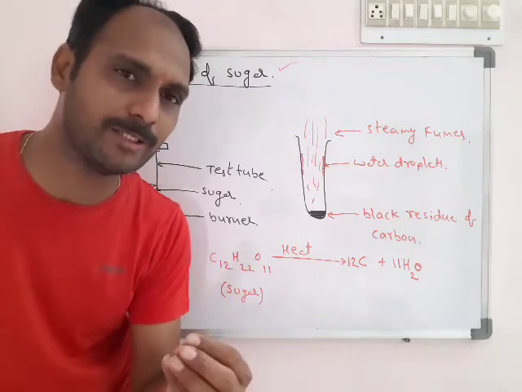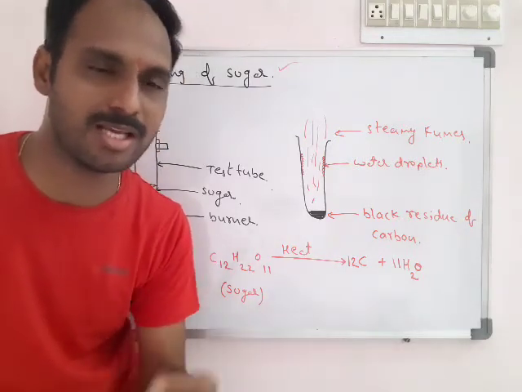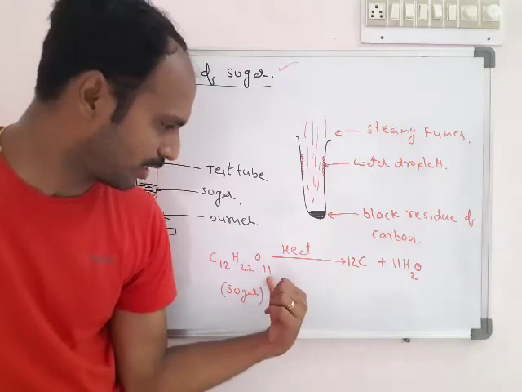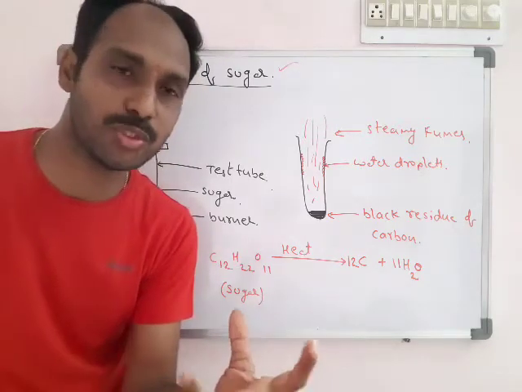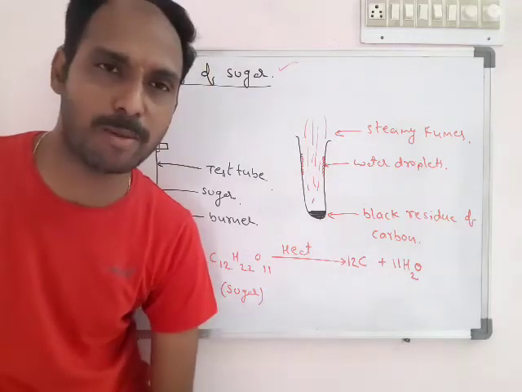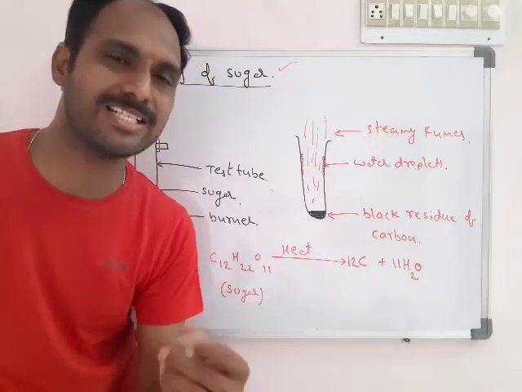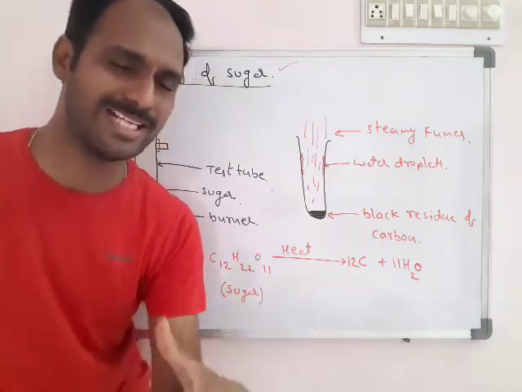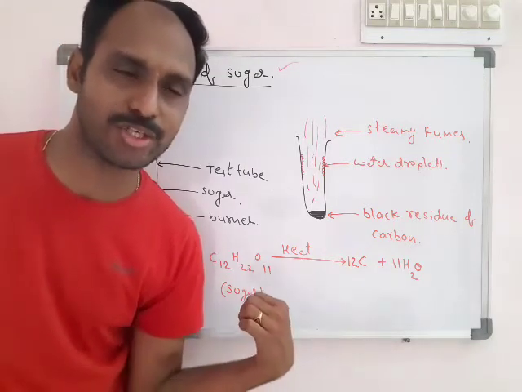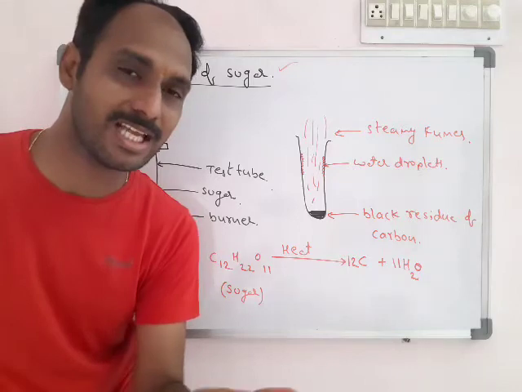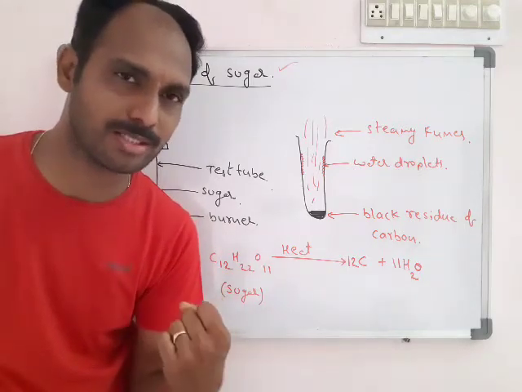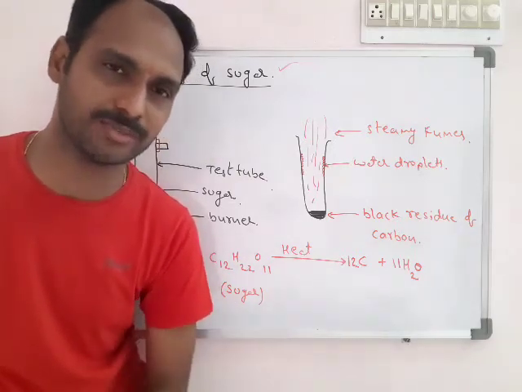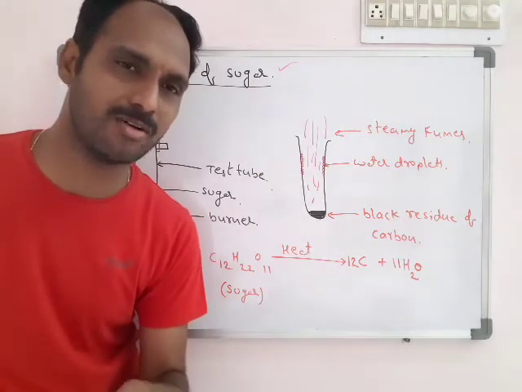Now we are ready to understand some points about chemical changes. One more thing: during the chemical reaction, the sugar on heating absorbed some heat, then it produces new compounds. That is an energy absorbed process. But in some reactions, what happens? Energy is released. Now we will see all those properties one by one.